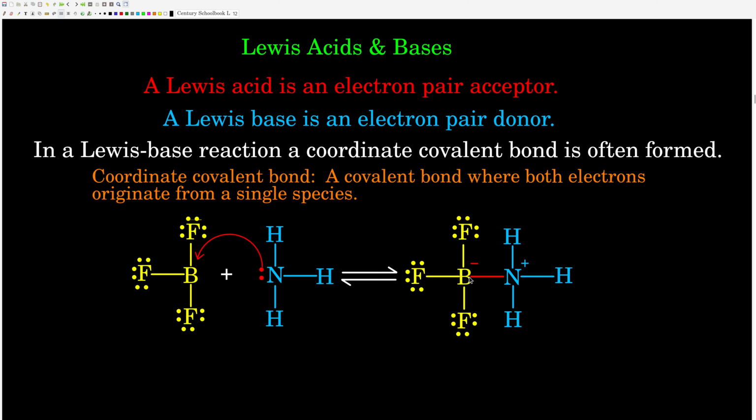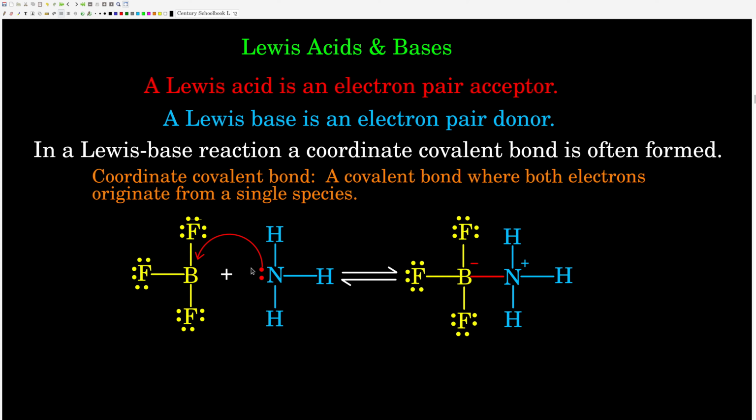Now, a coordinate covalent bond is just a regular old covalent bond as opposed to an ionic bond. The only difference between a coordinate covalent bond and a regular covalent bond is where the electrons came from. In this case, both of these electrons originated on the nitrogen atom that formed this bond here. That's a coordinate covalent bond. As in Chem 101, most of the covalent bonds we saw formed with one electron from each atom. That's not a coordinate covalent bond, it's just a regular covalent bond.